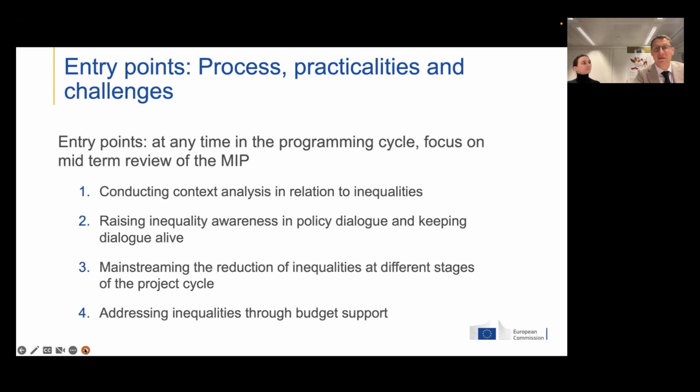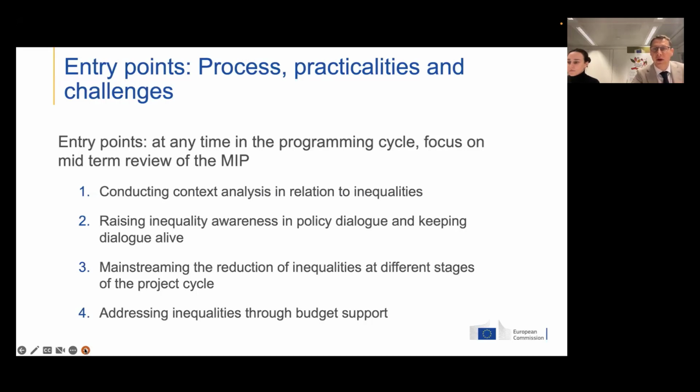Conducting context analysis in relation to inequalities. We'll keep on coming back to that. This is about measurement. This is also about the inequality marker. We'll look at that again on day 5, but today as well. Raising inequality awareness in policy dialogue and keeping dialogue alive. Obviously, this needs to be addressed carefully and as the EU, so we have our values there to do so.